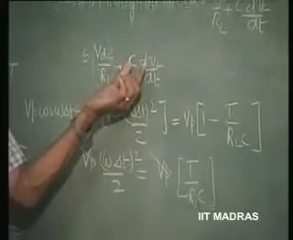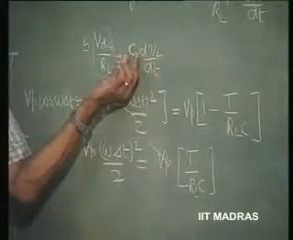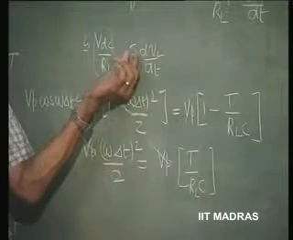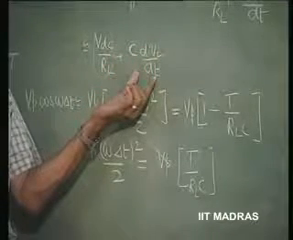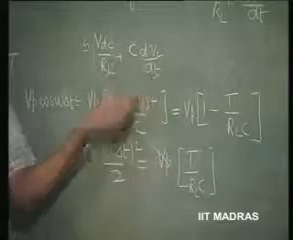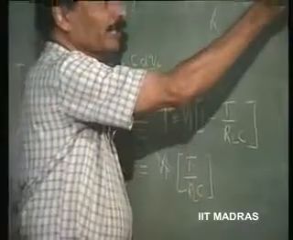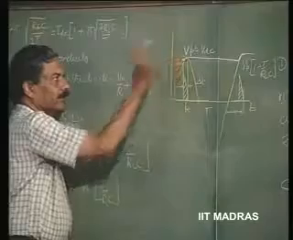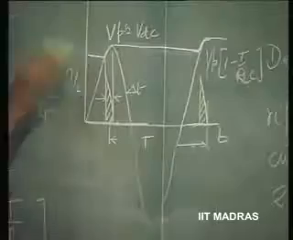Only thing is, for that trouble we have chosen the capacitor to be very large, and therefore, C dVL by dt is the charging of the capacitor done during a very small interval of time when it is connected through the diode to the input.